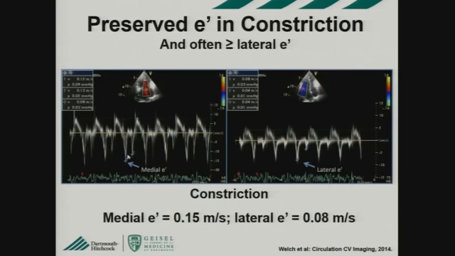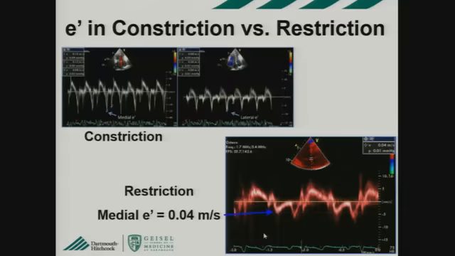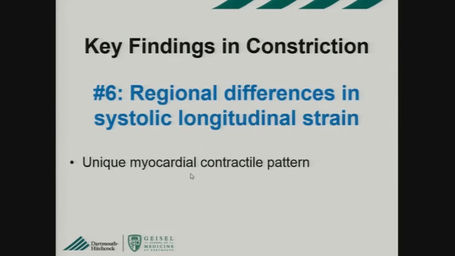So we have a medial E prime of 15 centimeters per second and a lateral E prime of 8 centimeters per second, as compared to restriction, in which we tend to see a quite low E prime of 4 centimeters per second in that range. So another very important tool to help us differentiate constriction from other forms of heart failure.